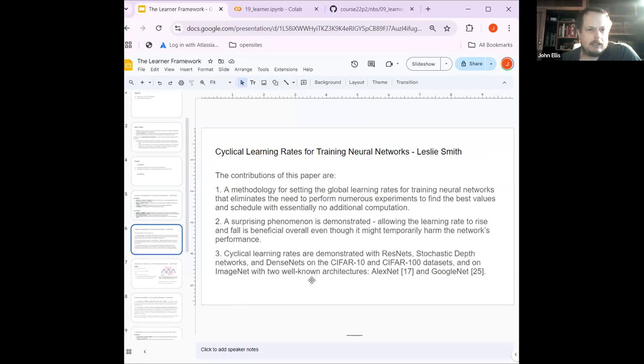So highlighting the steps from her paper, the contributions are a methodology for setting global learning rates, and surprisingly, the rise and fall of learning rates is actually beneficial over the model process. On the longer term, temporarily, if you were only to do this for a little bit, it could harm the network. So we're looking at longer exposure to it. And they were able to demonstrate these on a variety of popular data sets.